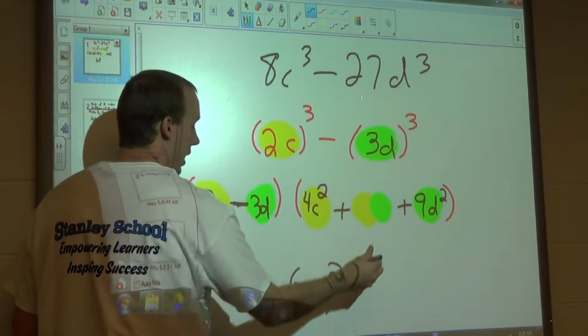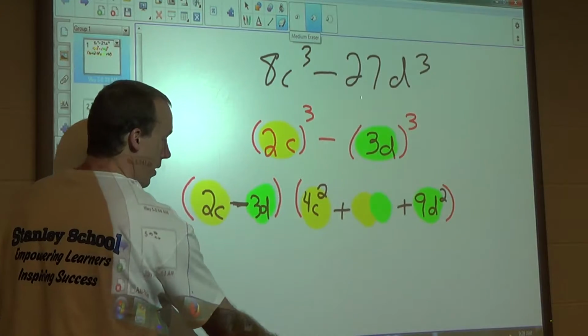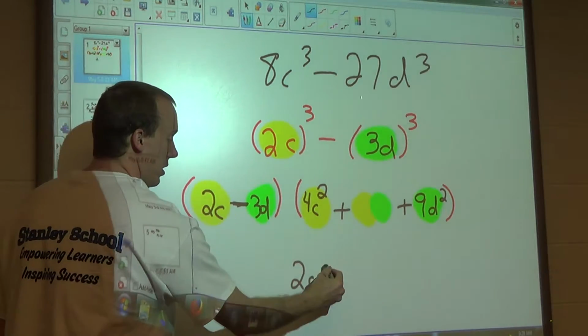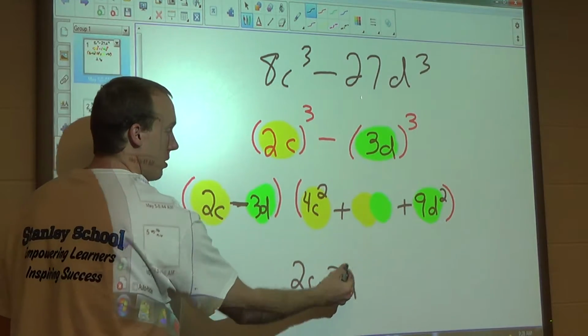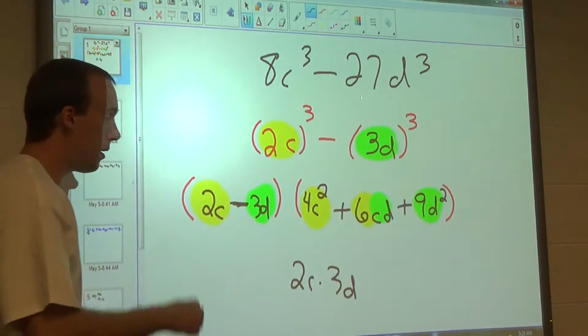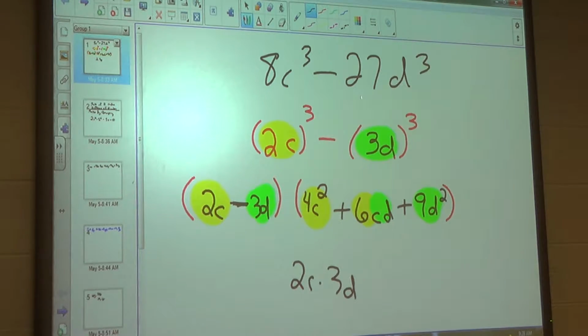Okay, and then what is my middle number? How do I get that? So these two together, so you take these two. 2c times 3d. 2 times 3 is what? 6. And then c, d. And then that would be factored. You got 6cd.